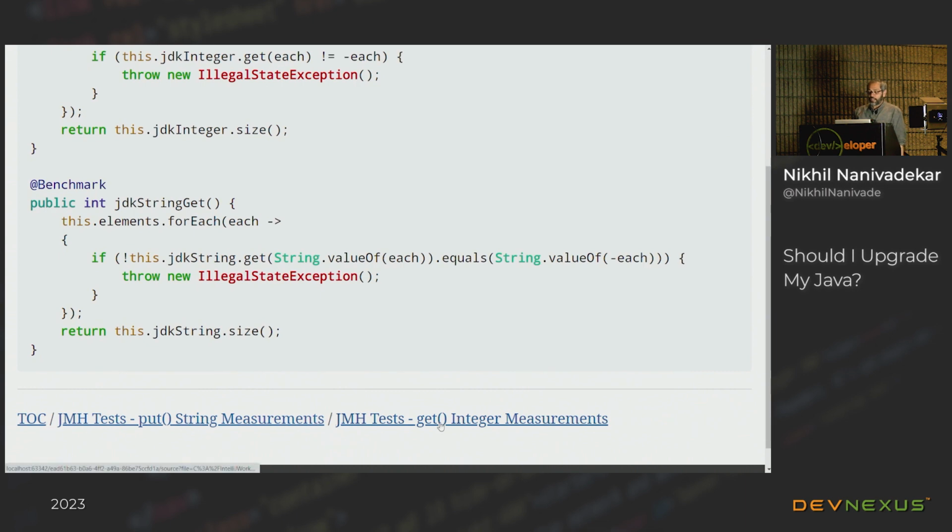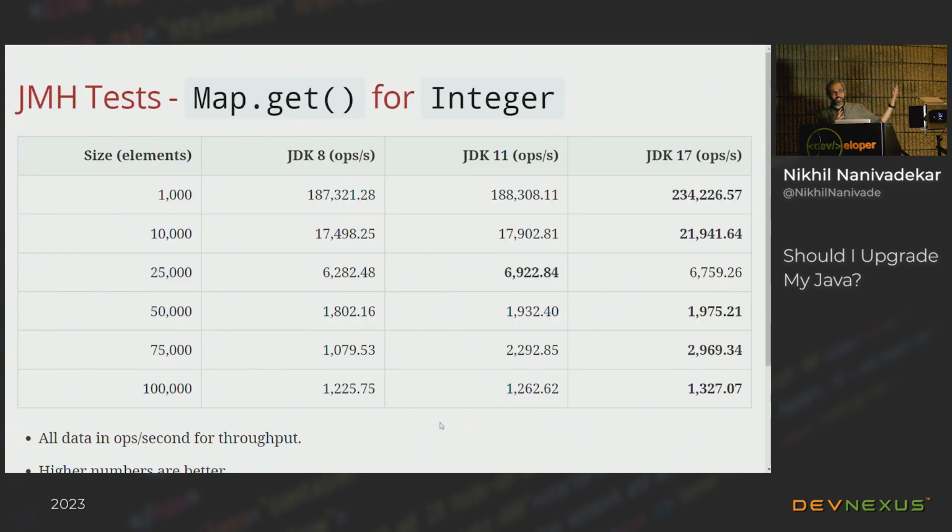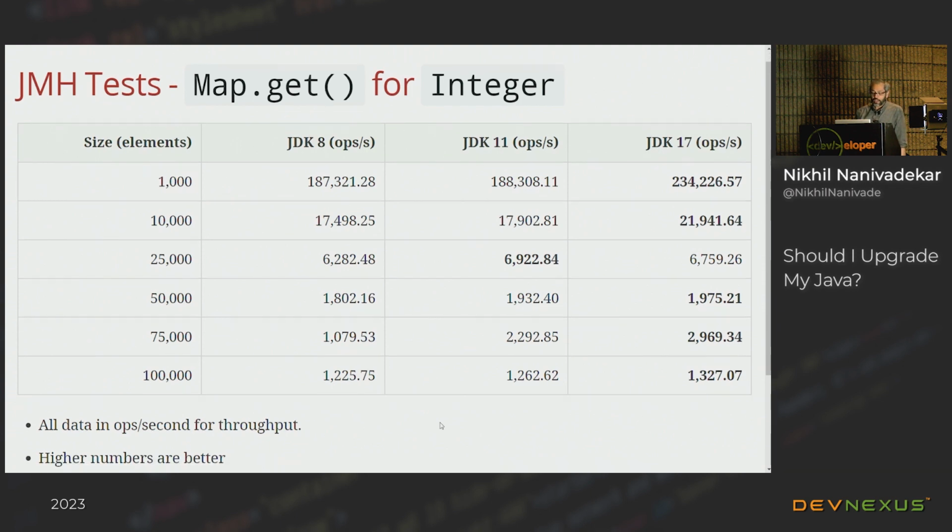Now interestingly, similar to the Map.put for Integer, JDK 17 is performing much better. For 25,000, again, that's a blip. It's a comparable blip, between 6,900 and 6,700 kind of a thing, and this also is attributed to test setup hysteresis.